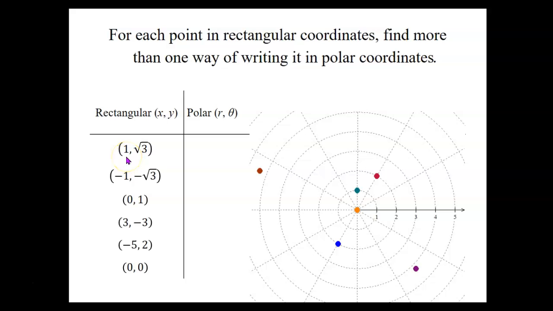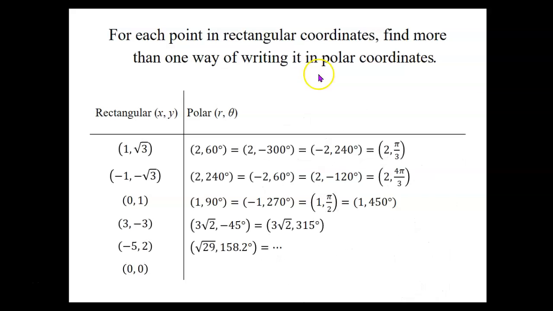So we're looking at (1, √3), which would be this point here, (-1, -√3), which would be the blue point down here, the point (0, 1), the point (3, -3), the point (-5, 2), and the point (0, 0). Now, here are the answers, but let's talk about how we get them.